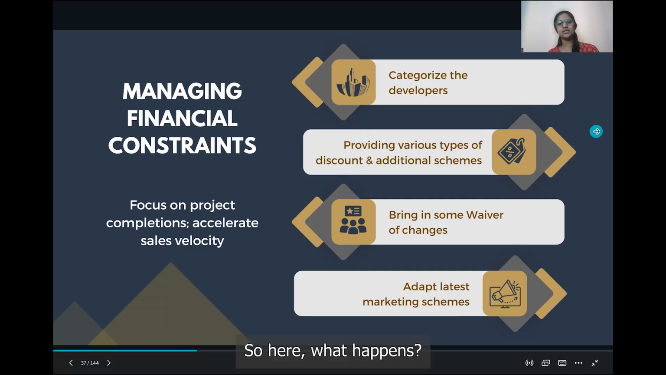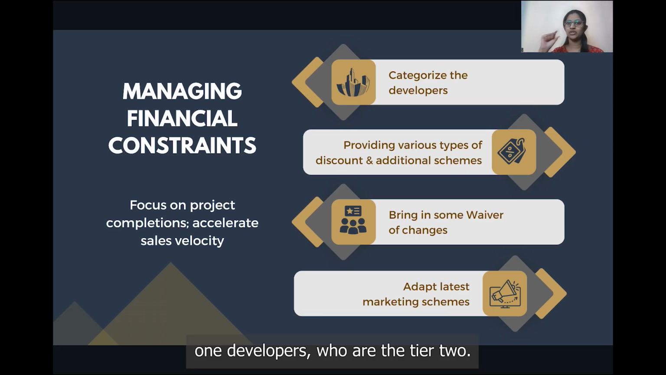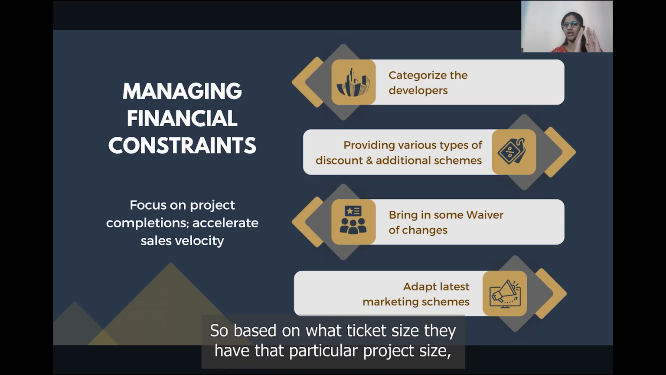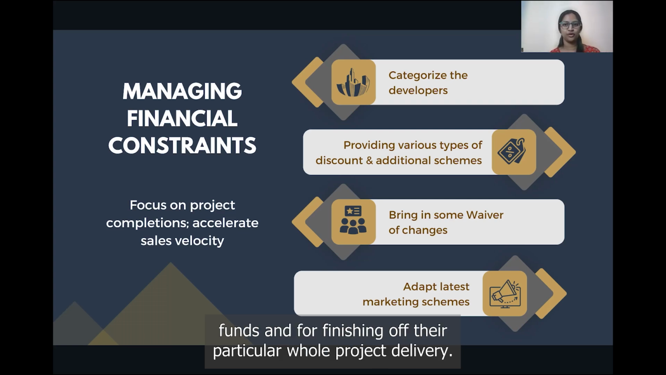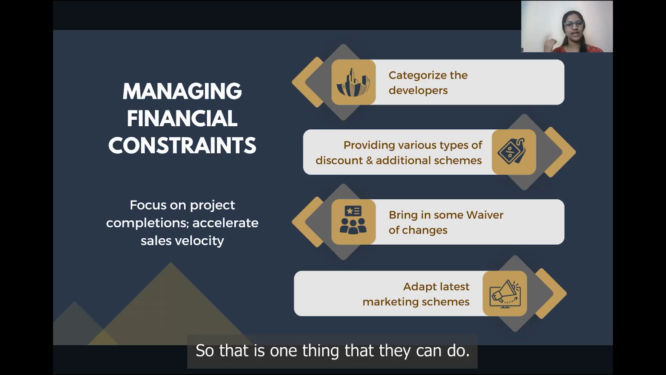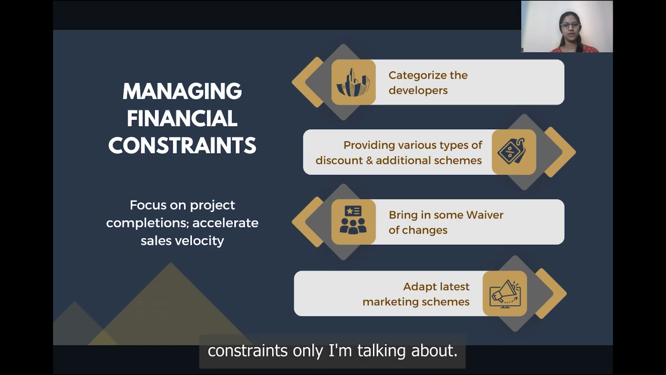So here what happens, they'll have to categorize all of the developers: who are the tier 1 developers, who are the tier 2. Based on the ticket size and project size they take on, it would become very easy to raise their funds and finish the whole project delivery. That is one thing they can do.